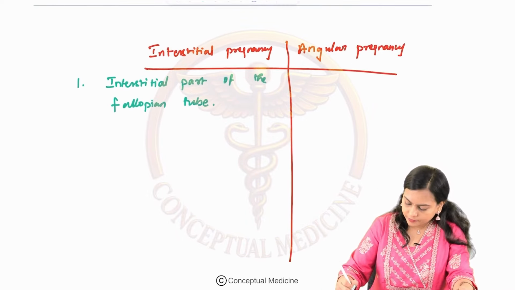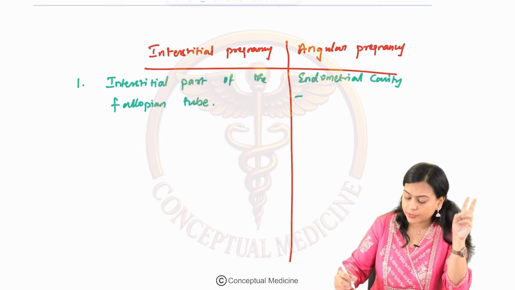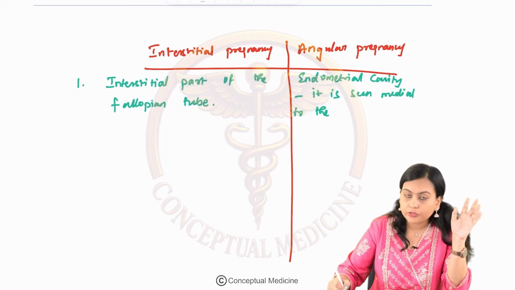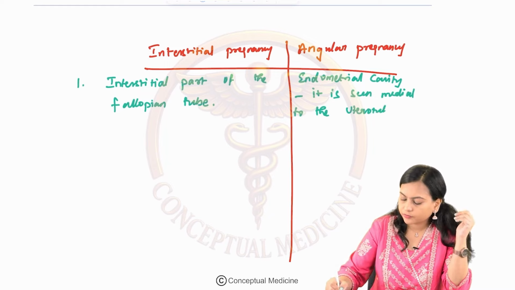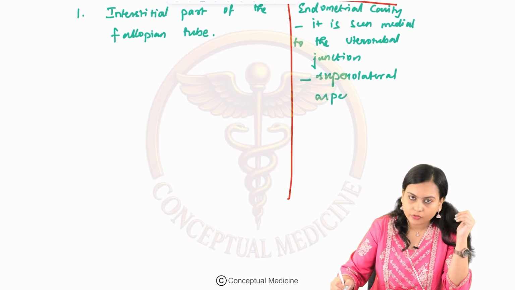So, this happens in the endometrial cavity, and we have seen two criteria. What is the criteria? It is seen medial to the uterotubal junction, and it is seen in the supralateral aspect of the uterus.